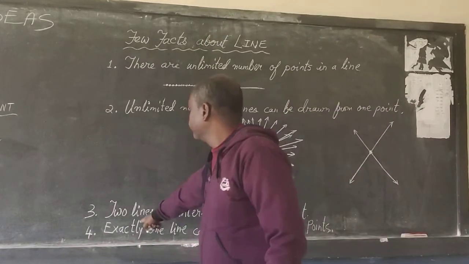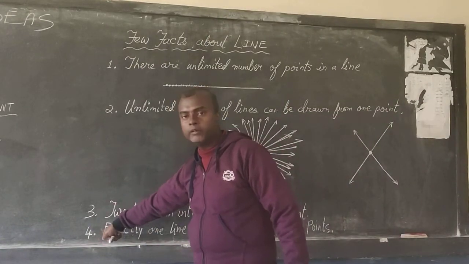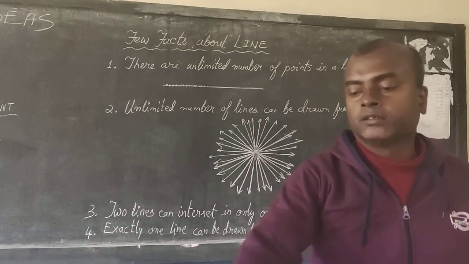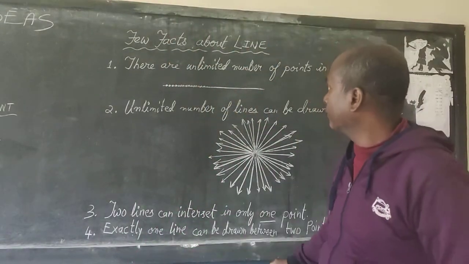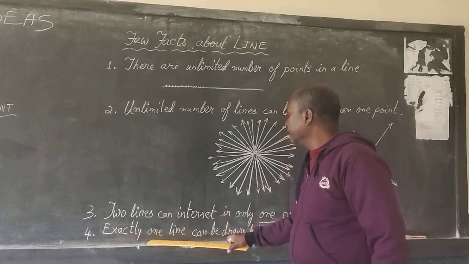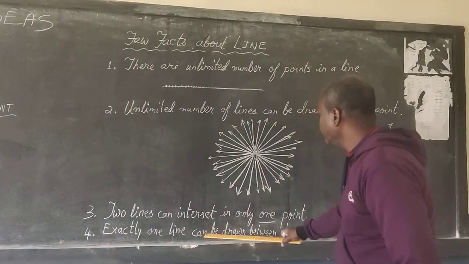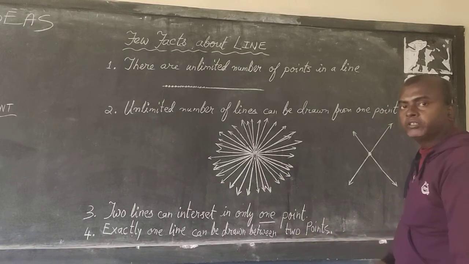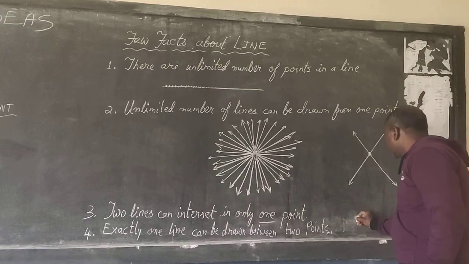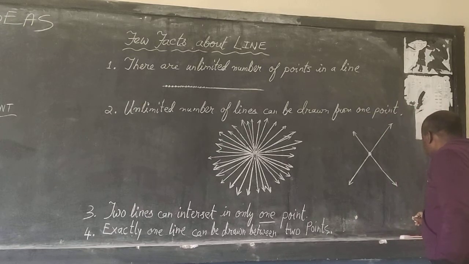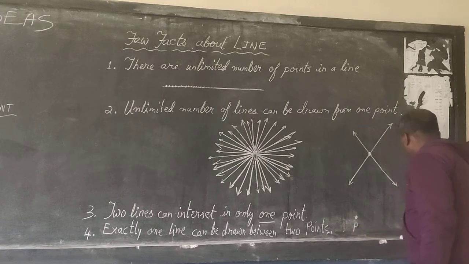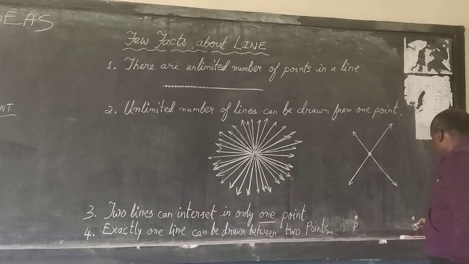Fourth fact. Okay, just below the third fact I have written. Let us read this. The fourth fact about lines is exactly one line can be drawn between 2 points. I hope you understand the sentence. Suppose we have 2 points. Here I have mentioned 2 points. Let's give them names, point P, point Q.